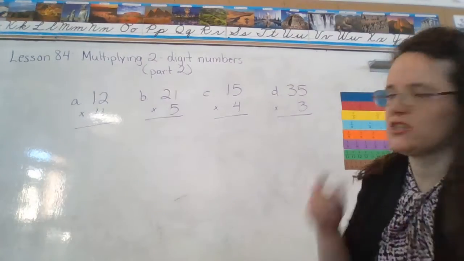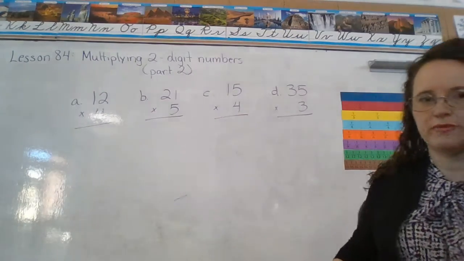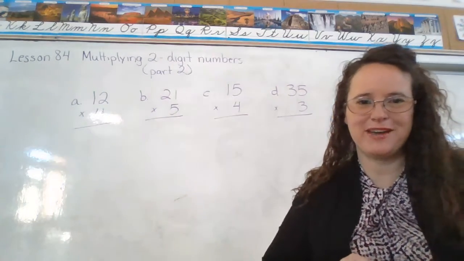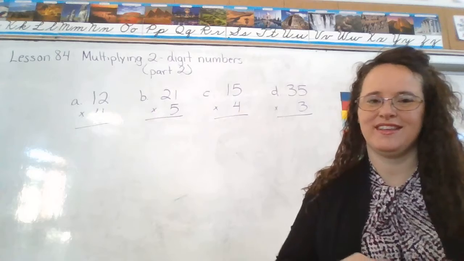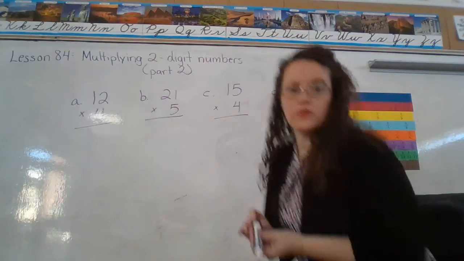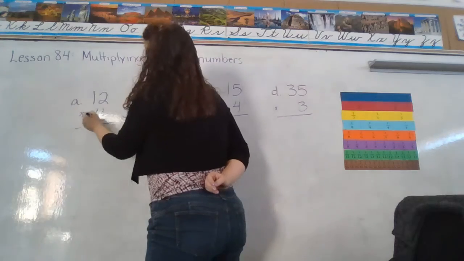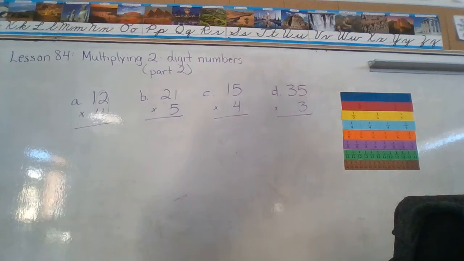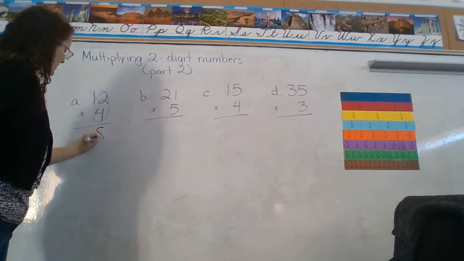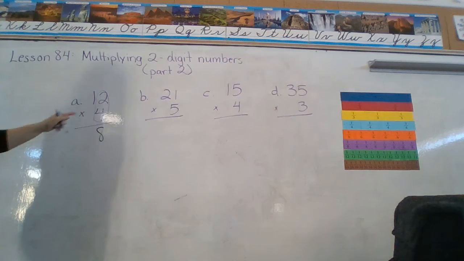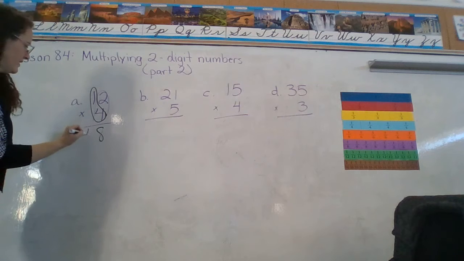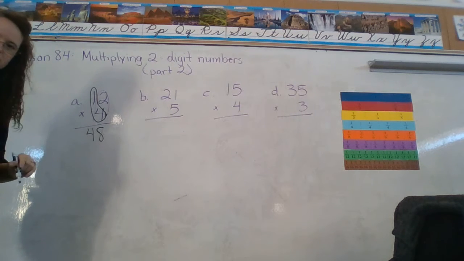All right, that first one says 12 times 4. If you're having trouble reading it on the video, go ahead and pause, give those a shot, and then come back when you're ready to see the answer. So 12 times 4. We multiply the ones place first, and 2 times 4 gives us 8. Then we multiply the tens place. 4 times 1 is 4, so our answer is 48.